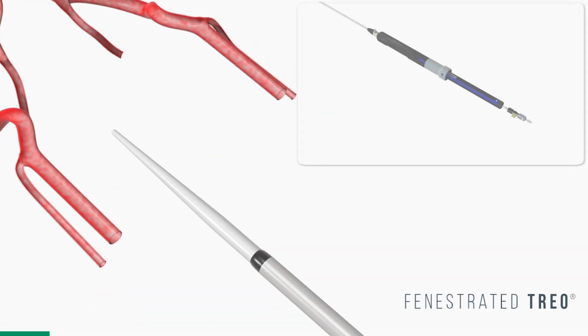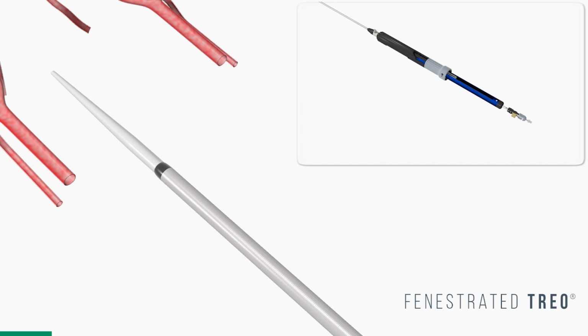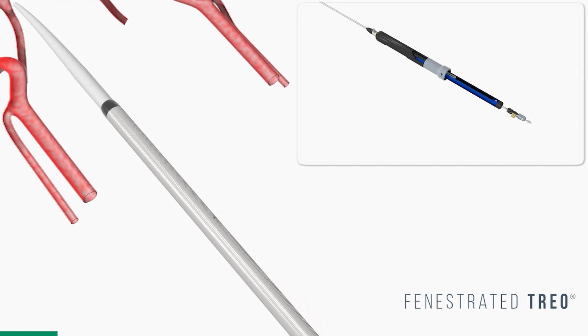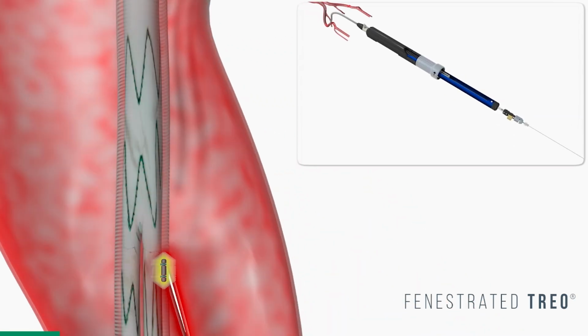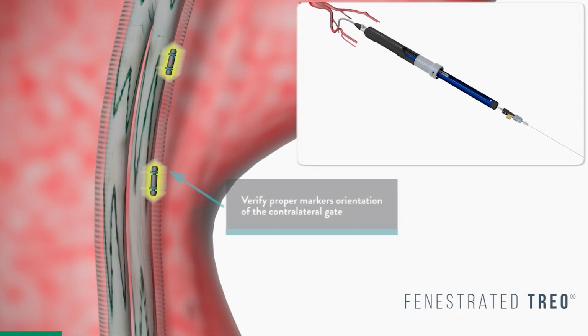Once the guide wire is in position, the delivery system is then introduced into the femoral artery and advanced into the patient's aorta until both renal fenestrations have reached the approximate level where the renal arteries will branch. Note the position of the flush port, as it will indicate the approximate radial orientation of the contralateral gate.